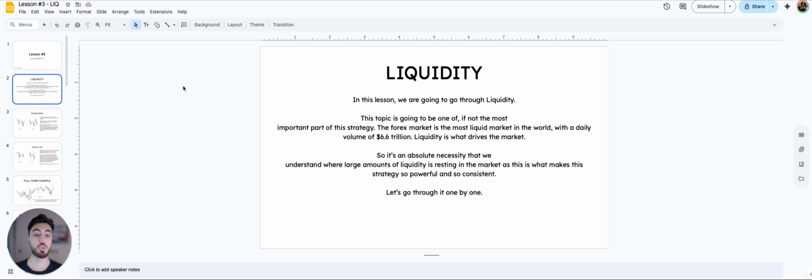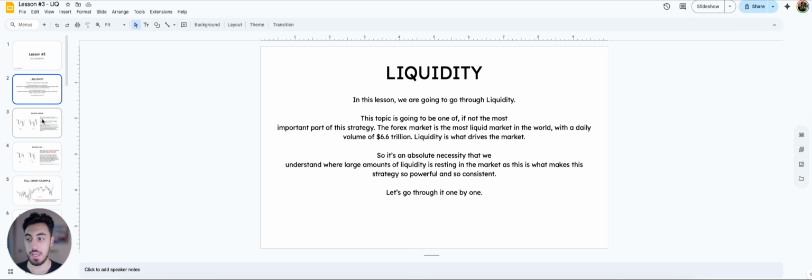This topic is going to be one of the most important parts of the strategy because the forex market is the most liquid market in the world, with a daily volume of $6.6 trillion, right? Liquidity is what drives the market. So it's a necessity that we understand that a very large amount of liquidity is resting in the market, as this is what makes this strategy so powerful. This concept you're going to learn is so powerful and so consistent. So let's go through it one by one.